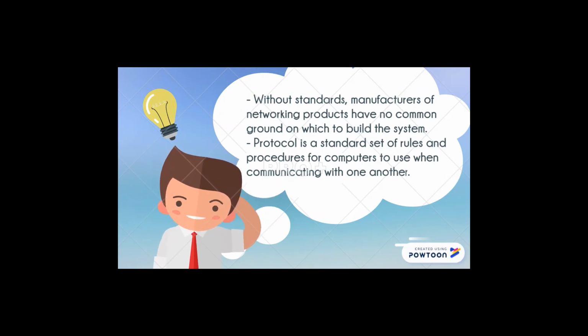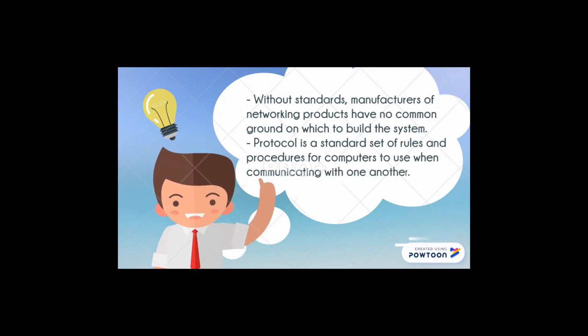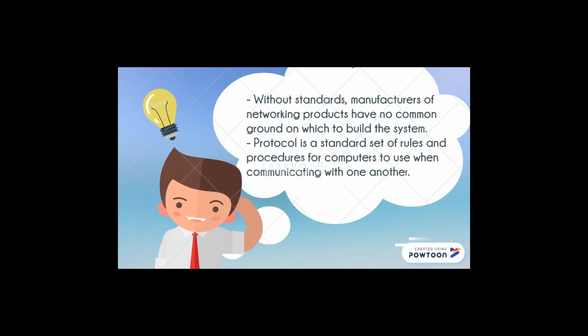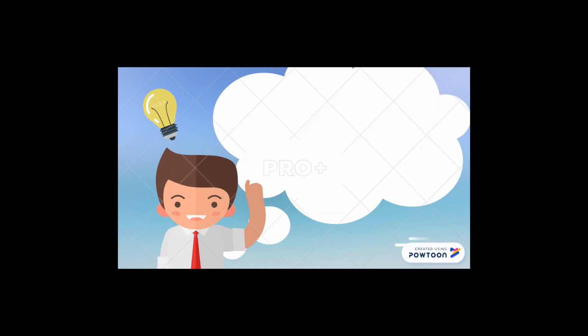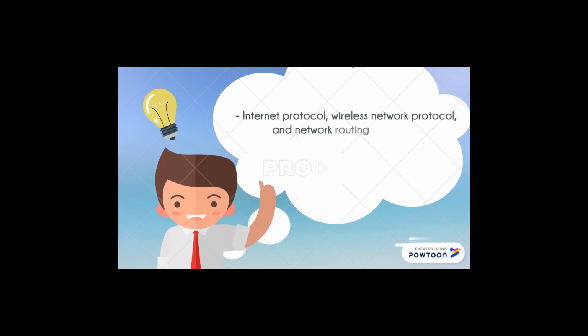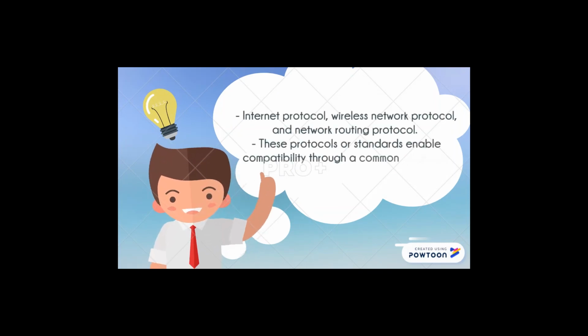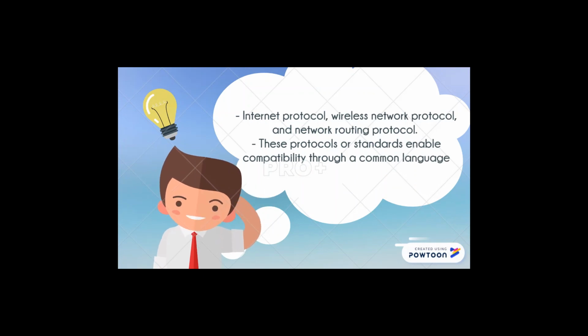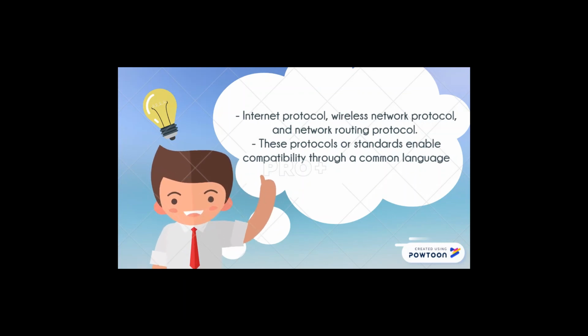In networking, a protocol is a standard set of rules and procedures for computers to use when communicating with one another. By setting a set of protocols that can be universally understood, it makes it easier to understand and compare competing products. It includes the Internet Protocol, which is used for the proper functioning of the Internet, such as TCP, the Wireless Network Protocol, which is important for the proper functioning of Wi-Fi, Bluetooth, and LTE, and the Network Routing Protocol, which is needed for deciding the best way of downloading for a device. These protocols enable compatibility for a common language.